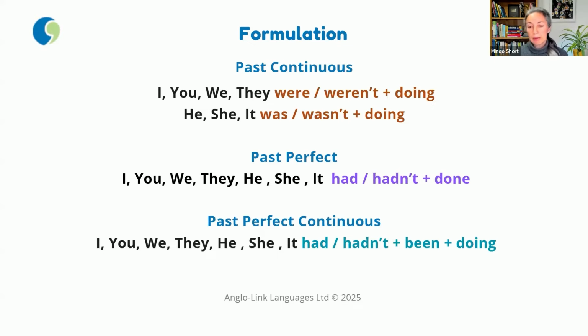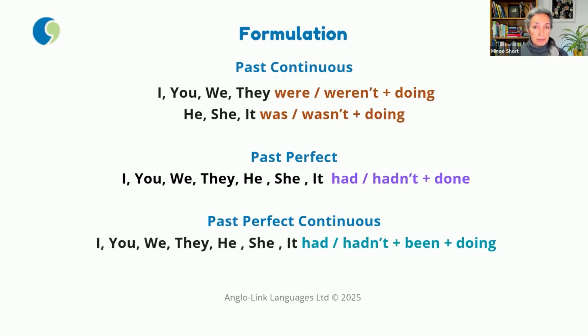For past perfect, we need the auxiliary verb have in the past, obviously, so had or hadn't. And now we add the past participle of the main verb, done. And the formulation is the same for all pronouns.